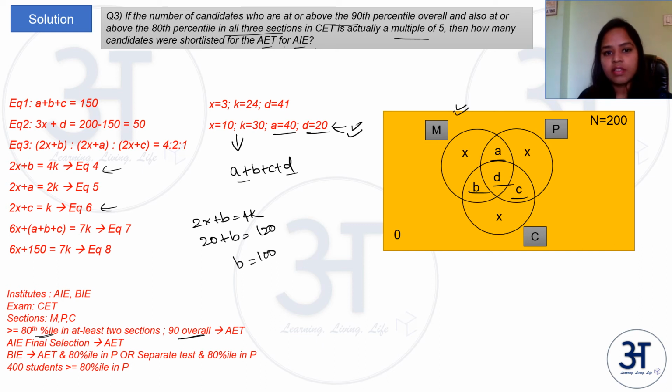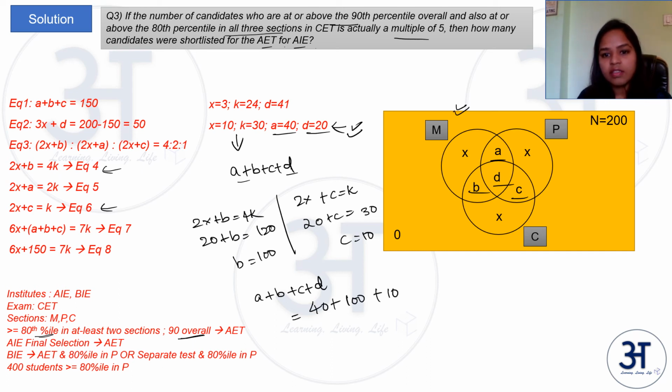to 100. Now let us take for C, let us take the equation 6, 2x plus c is equal to k. We have x is equal to 10, so 20 plus c equal to, we have k equal to 30, c equal to 10. Now what is a plus b plus c plus d? A plus b plus c plus d we have as a is 40, b is 100, c is 10, and we have d is 20.